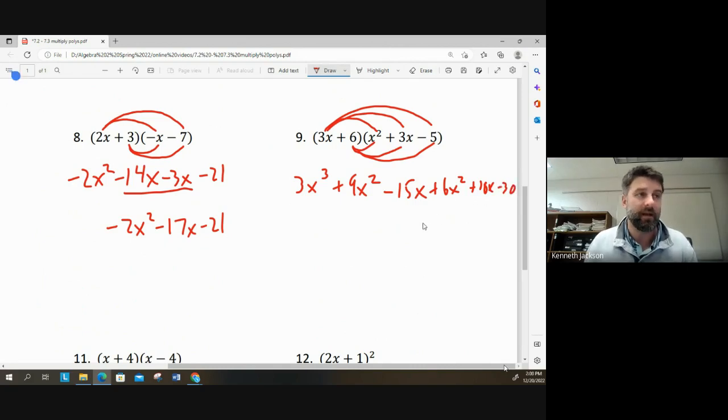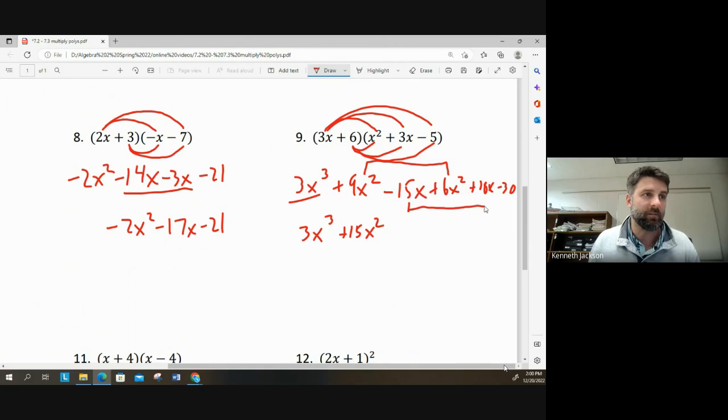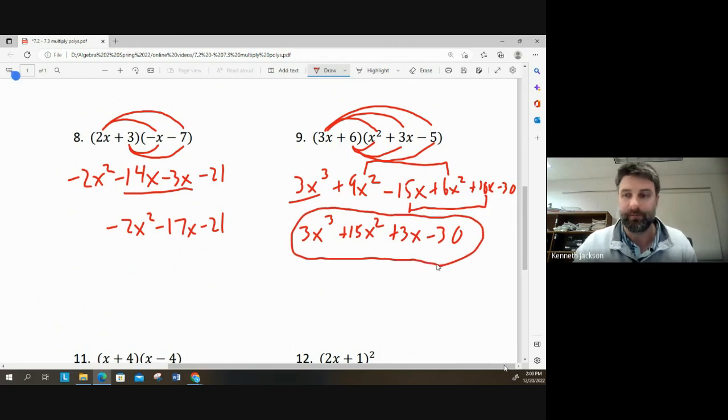Got it. Now I have to go through and combine like terms. There are no other 3x to the third, so it's just 3x to the third. 9x squared will go with 9x squared. 9 plus 6 would give me 15x squared. I'm sorry, I think I said 9 and 9, 9 and 6. Apologize. Negative 15x plus 18x, plus 3x, and then that minus 30 just gets tacked on the end. A 4-term polynomial, written in the correct order, biggest degree out front.